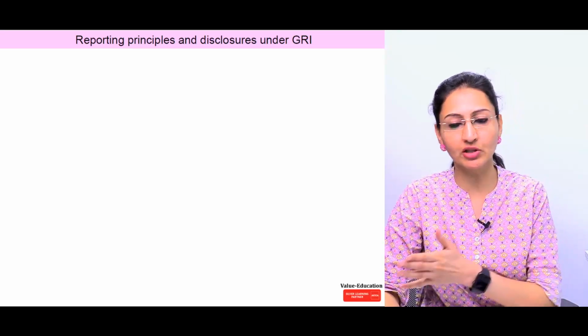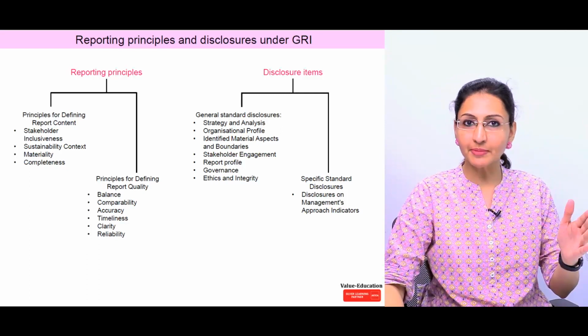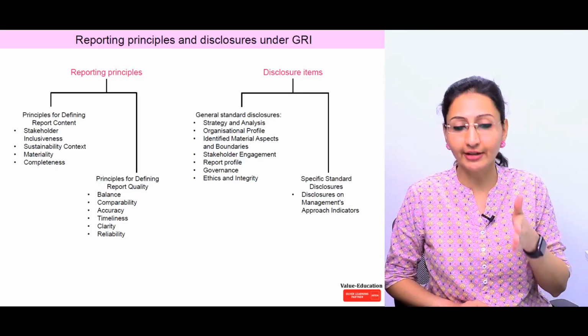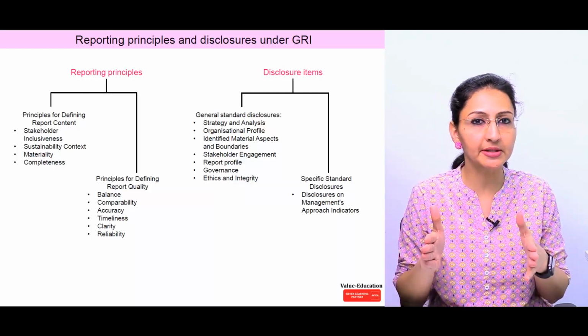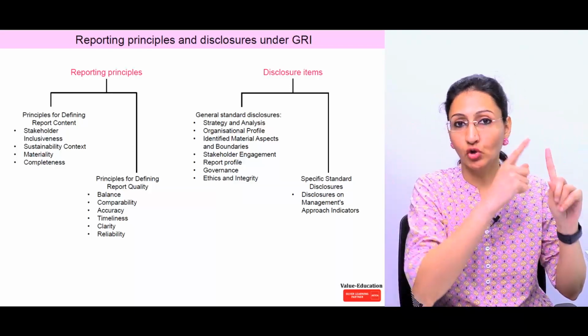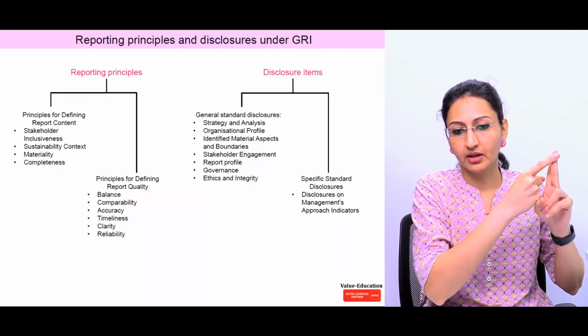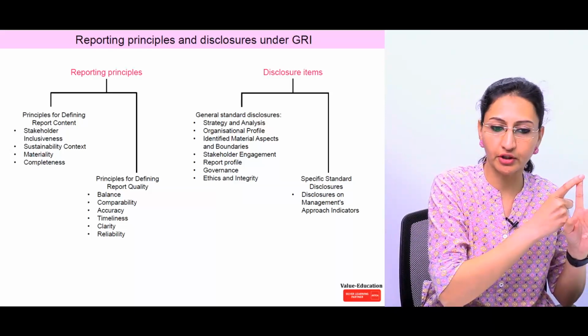Now let's see these two parts in more detail: reporting principles and disclosures under GRI. There are principles for defining the report content and principles for defining report quality. That means reporting principles talk about two things: number one, the content of the report, number two, the quality of the report. What should be the quality of the report? And what should be the content of the report?